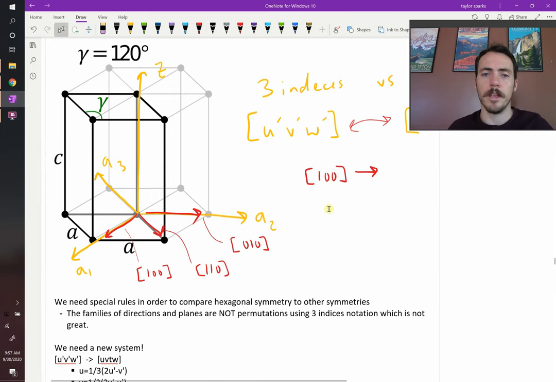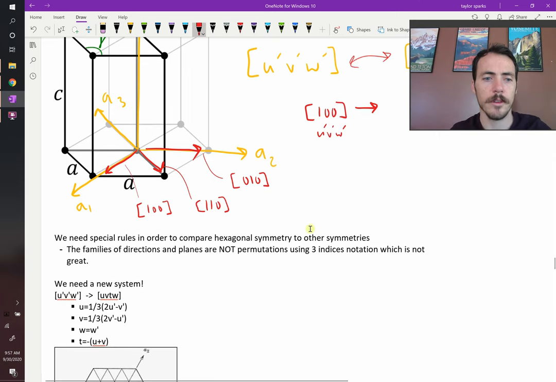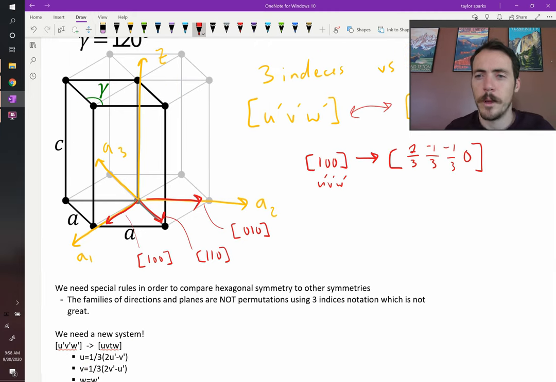We do that by plugging, again, this is u', v', and w', into these formulas to calculate u, v, w, and t. Here's what I end up with for u, v, t, and w. Now, just like before, we're going to convert those into integers by multiplying the whole thing by 3. This gives us 2, 1 bar, 1 bar, 0.